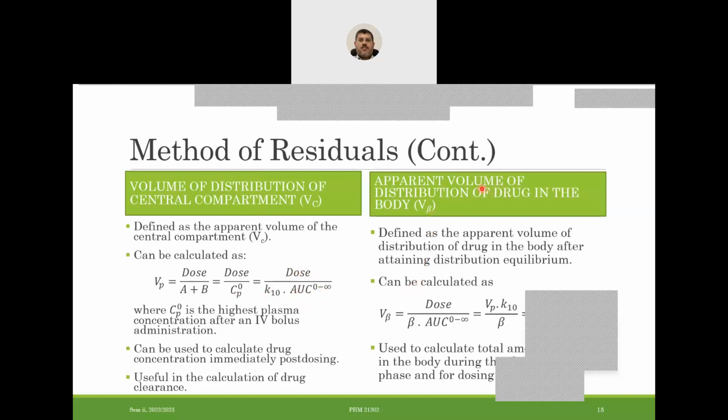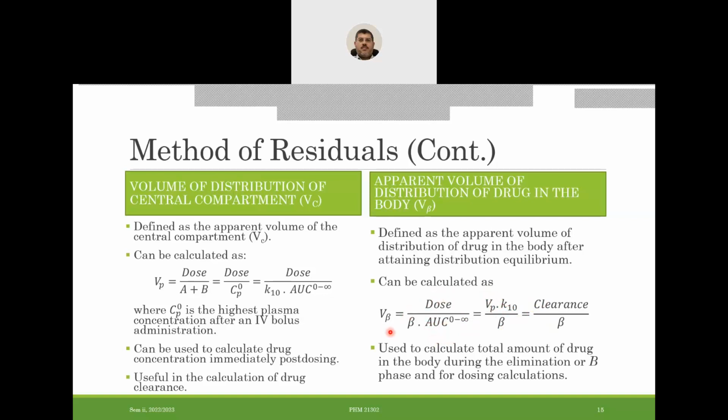Okay, when it comes to the volume of distribution of the drug in the body during the beta phase, this is not for the peripheral tissue only, this is for the equilibrium for both central and peripheral compartments. So to calculate it, V beta is equal to dose divided by beta times AUC, or equal to the volume of distribution of the central compartment times elimination rate constant divided by beta. Clearance divided by beta replaces the dose divided by AUC.